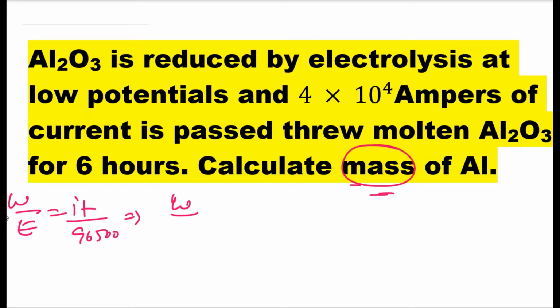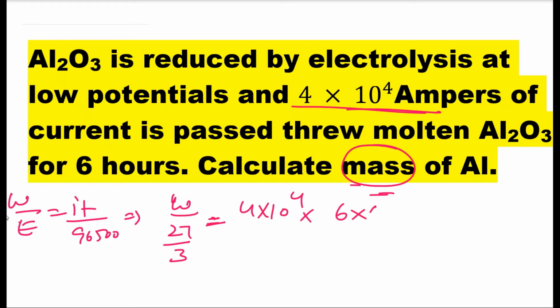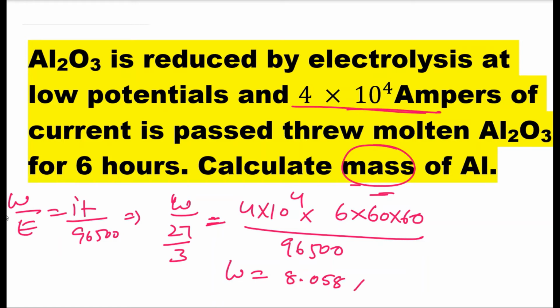And equivalent weight is what? Molecular weight by n factor. So aluminium 27 by 3 is equal to I value. How much is the I value? Current 4 into 10 power 4. Time and current are already given in amperes. And 6 hours, so 6 into 60 into 60, I converted into seconds, by 96,500. After calculation, the answer you will get is approximately 8.058 into 10 power minus 4. So this is our answer. I hope it is clear.